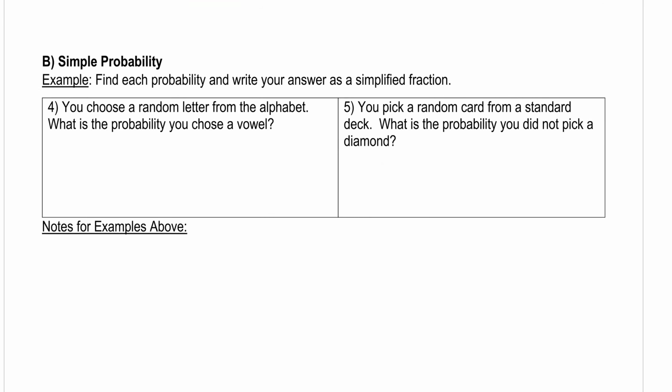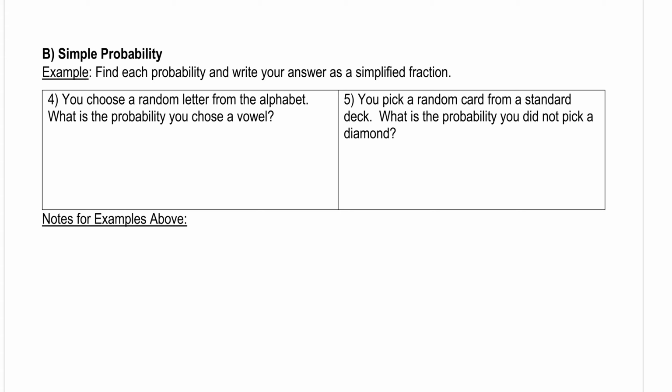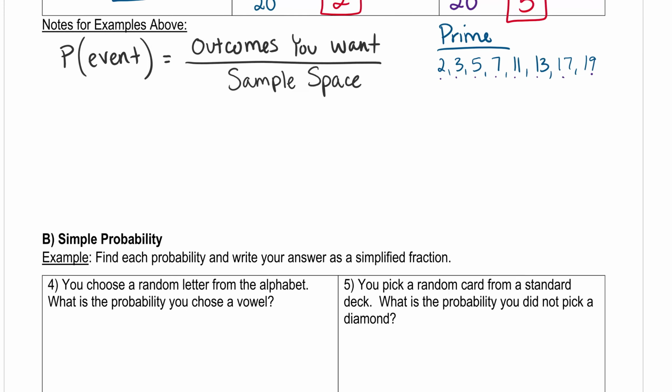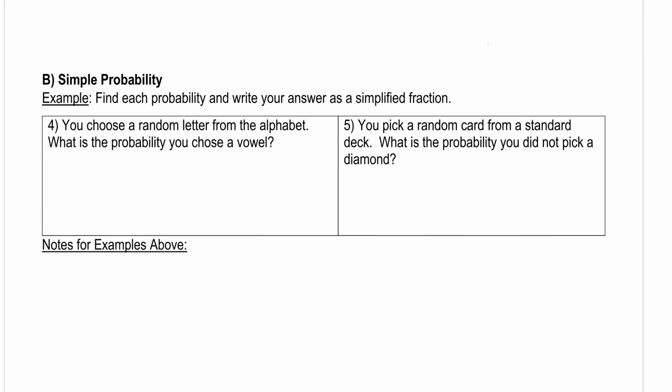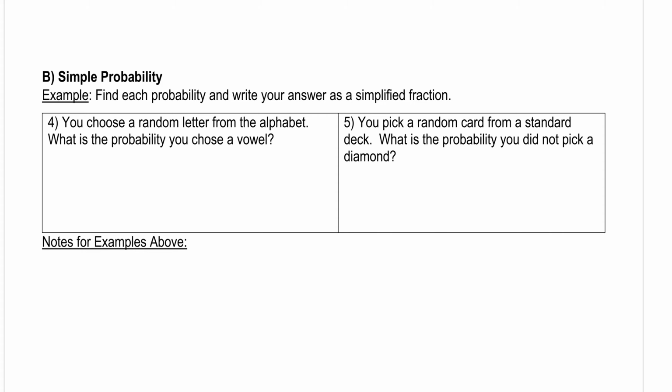All right, moving down, simple probability. Simple just means it's one event happening at a time. I'm going to use the same formula for theoretical probability, the probability of an event, the one we just did above, right here. So I'm using the same formula, but simple just means it's only one event, so I'm only doing one thing at a time.